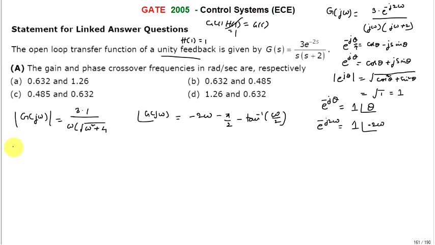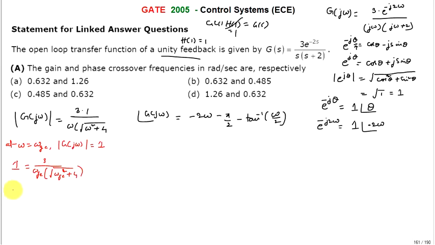Now we are going to calculate the gain crossover frequency. At omega equal to omega gc, the gain crossover frequency, the magnitude of G(j omega)H(j omega) is equal to 1. So substitute this in the above equation: 1 is equal to 3 divided by omega gc into the square root of omega gc whole square plus 4.